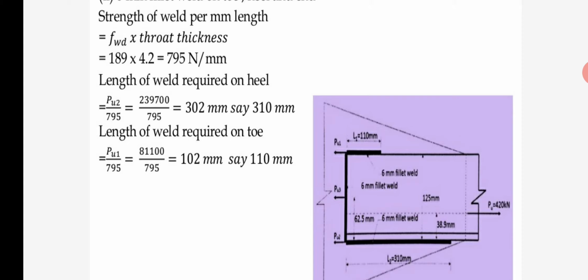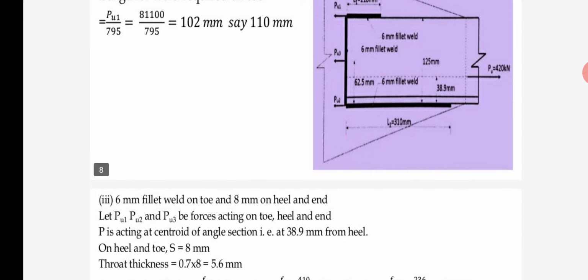Next we require the length of weld on the toe. Again PU1 is the force acting on the toe. PU1 we calculated as 81.10 kilonewton, converted into Newton, divided by strength of weld per mm length gives 102 mm, rounded to 110 mm. So in this step we can provide the weld on toe, heel and at the end.